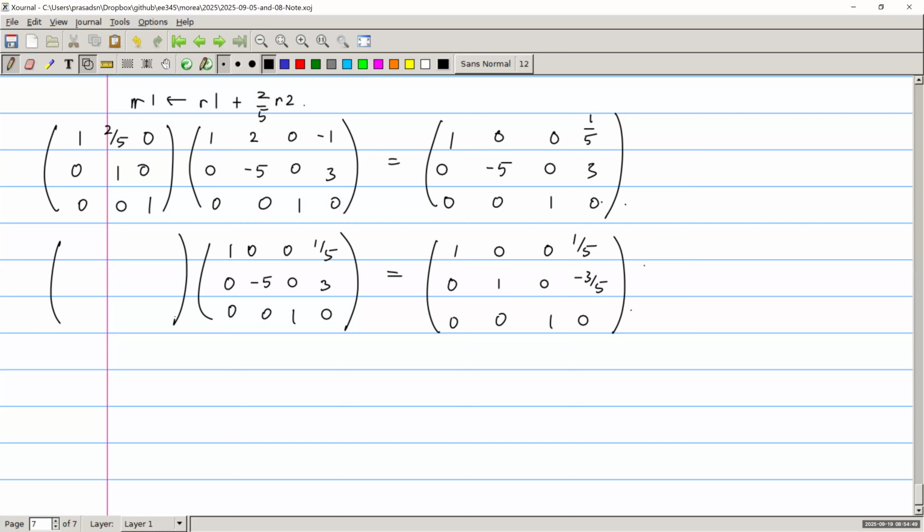So what operation does this? The first row I keep as is. So what are the coefficients? 1, 0, 0. Second row I multiply by negative 1 fifth. So what do I do?